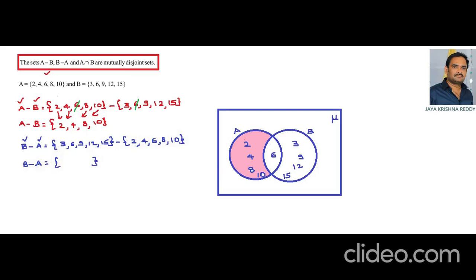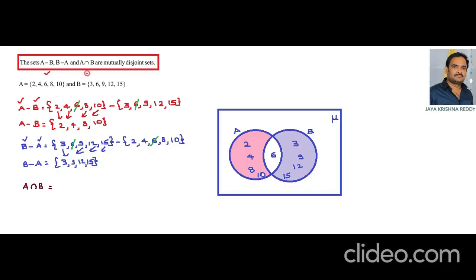here you have to cancel the common element from both the sets. 6 is the common element, and now write the remaining elements from the first set. So those elements are 3, 9, 12 and 15. So this is B minus A. Now we have to shade the region from the diagram which represents B minus A. Yes, this part represents B minus A.